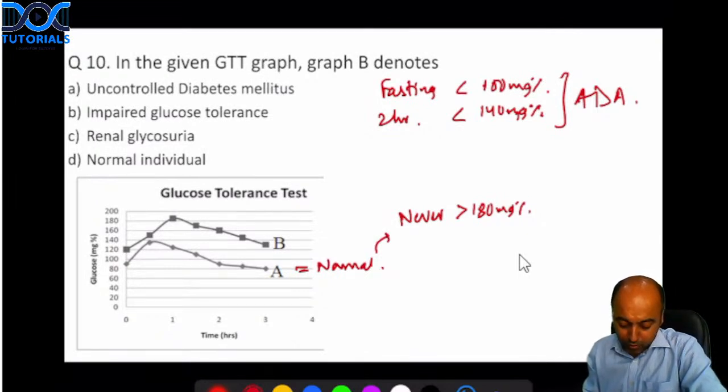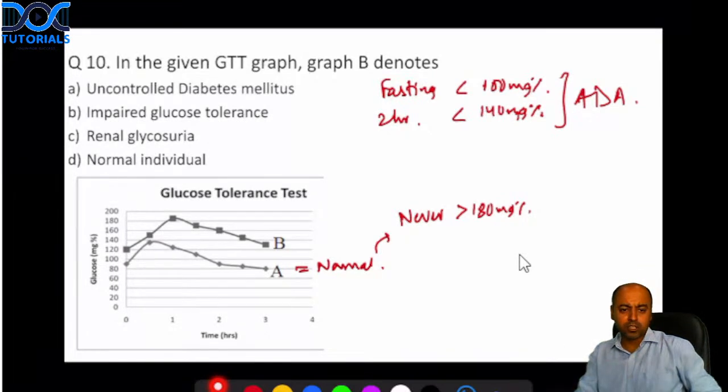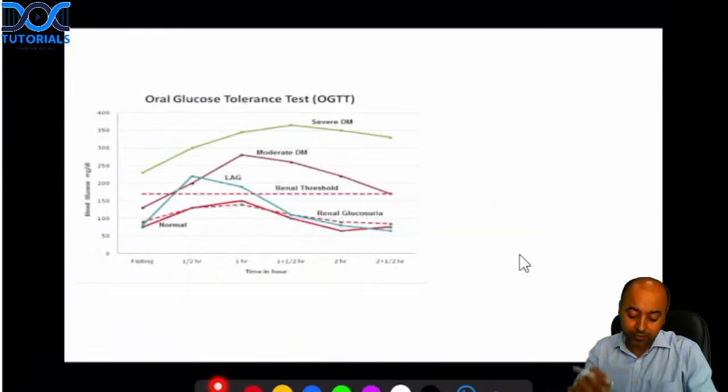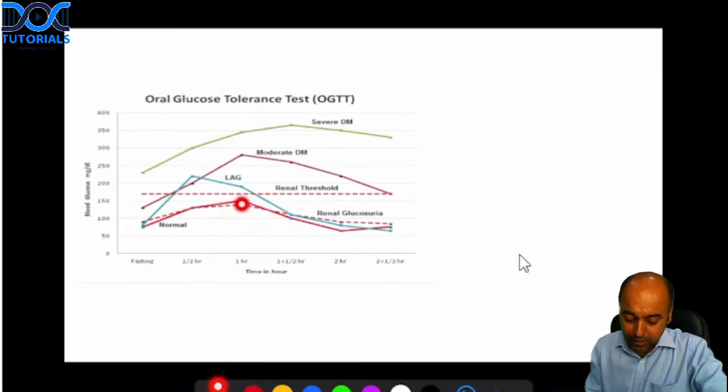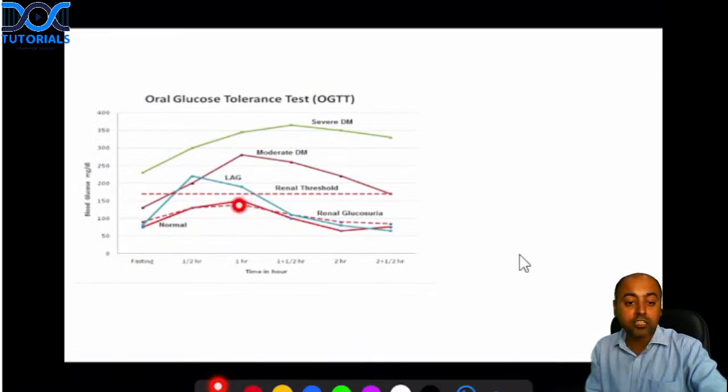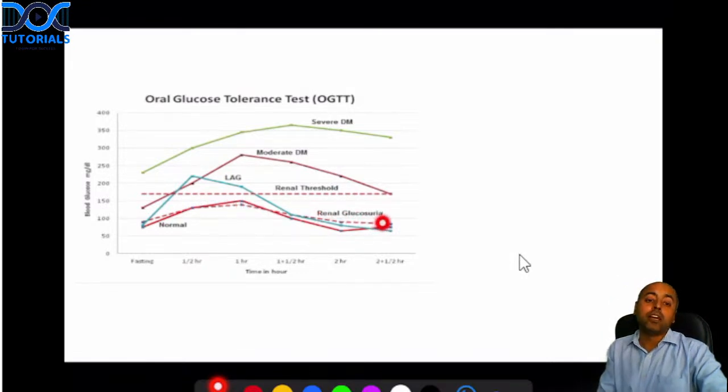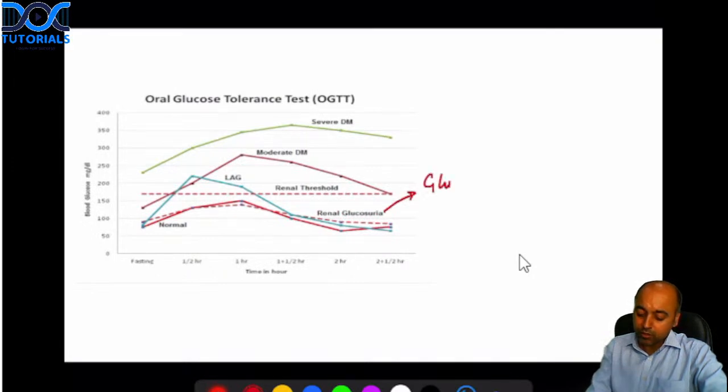Okay, so look at graph B. I'll show you the complete GTT graph where it will be easier to understand. For normal, we said the value will be less than the renal threshold. You can see here that the peak value is less than the renal threshold and it comes back to baseline by 2 hours. In case of renal glycosuria, what do you find? The values are less than the renal threshold, and still in this case, what will happen in renal glycosuria? There will be glucose in the urine.